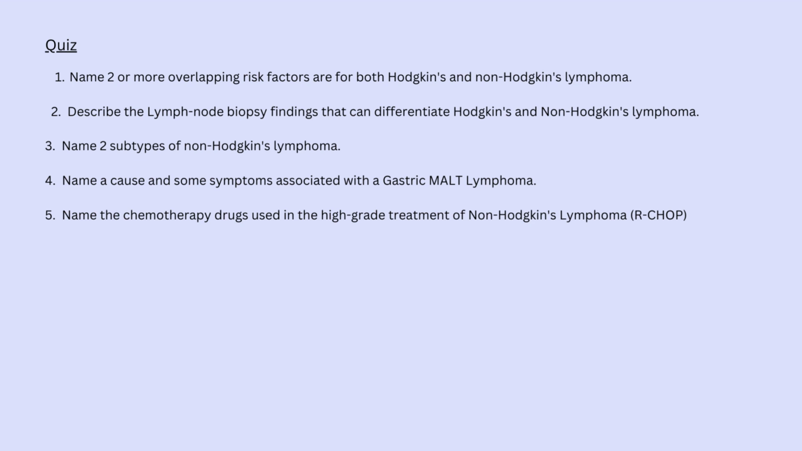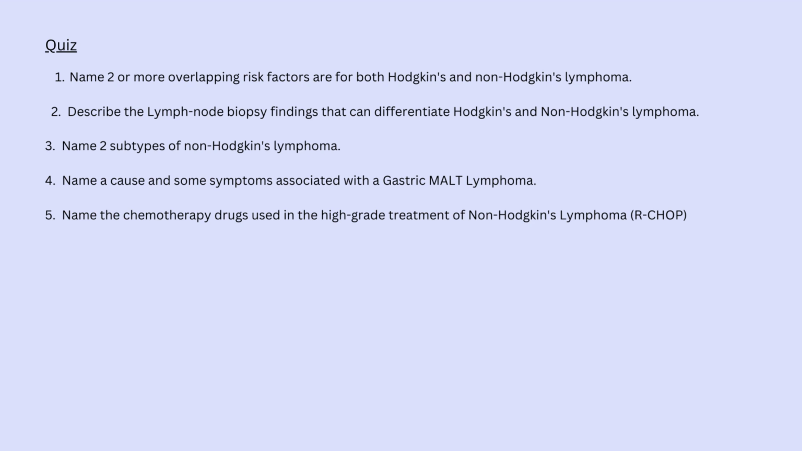4. Name a cause and some symptoms associated with gastric MALT lymphoma. It's typically caused by the H. pylori infection, and some of the symptoms can include abdominal pain, dysphagia, dyspepsia, difficulty swallowing, things like that, and a loss of appetite.